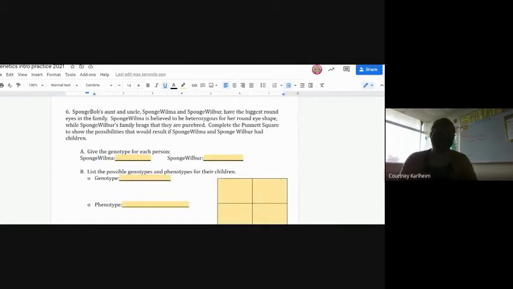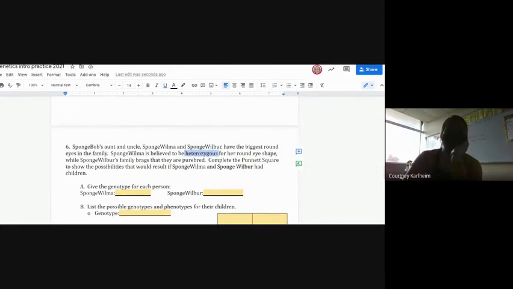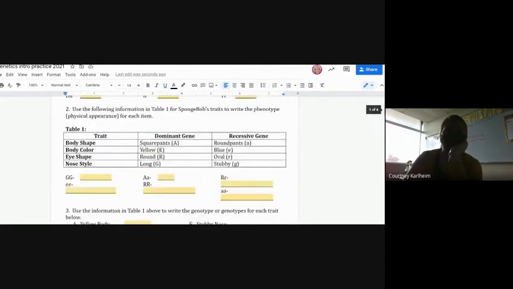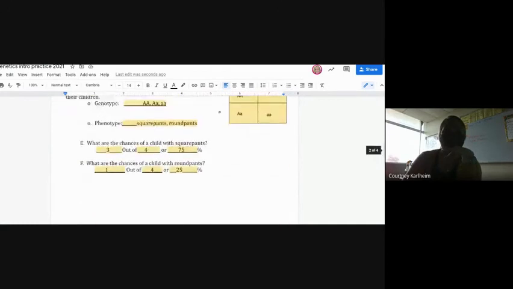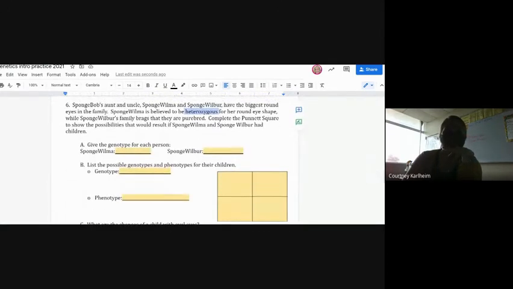All right, so we have SpongeBob's aunt and uncle, Sponge Wilhelmina and Sponge Wilbur, who have very round eyes in the family. So Sponge Wilhelmina is believed to be heterozygous for round eyes. So we just need to know the letter for eyes. We go back to table 1. Eyes get R's. And if she's heterozygous, what kind of letter combination does she have? Yeah, so uppercase R and lowercase r. For Wilhelmina, because it says she is heterozygous, we get uppercase big R, little r.